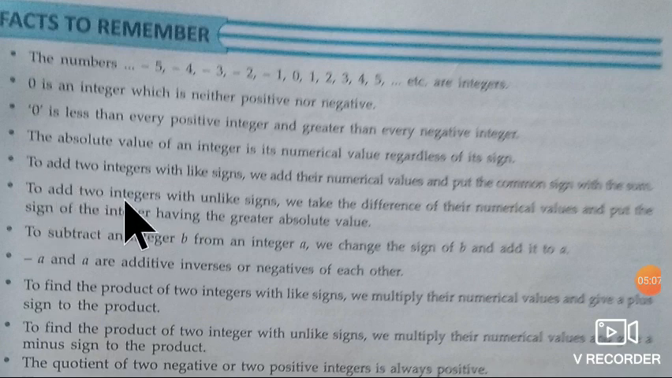Next, to add two integers with unlike signs, we take the difference of their numerical values and put the sign of the integer having the greater absolute value. It means if we add -4 and 2, then we take the difference because -4 is negative and 2 is positive. The difference of 4 and 2 equals 2, and we put the minus sign because -4 has the greater absolute value.